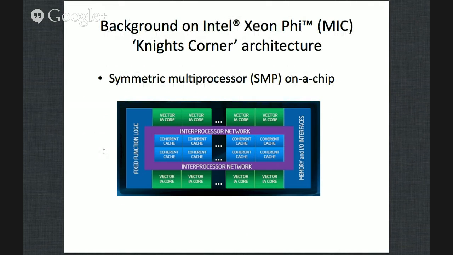So this is a nice picture of the MIC architecture, showing that the card is a symmetric multiprocessor on a chip. So it has more than 50 vector cores, and they're connected with a bidirectional ring, and also connected with the DDR-based memory, and each core has a coherent cache.